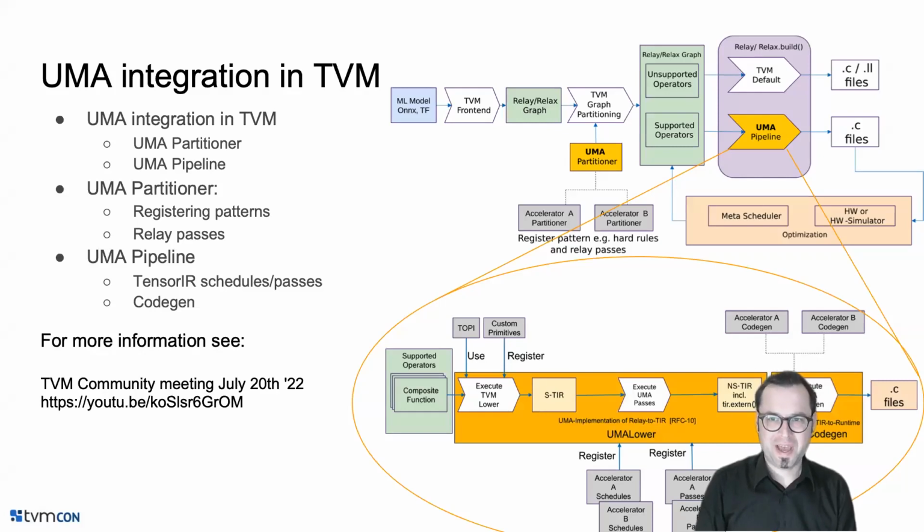And here you can see how UMA is integrated into TVM. It consists of two major parts, the UMA partitioner and the UMA pipeline. Those two parts provide all the amazing functionality that TVM has in a condensed API tailored to accelerator integration, from Relay pattern matching to TensorIR to CodeGen and many more. In the scope of this lightning talk, unfortunately, I can only give you a tiny part of the big picture. If you're interested in more, have a look at the recording from the community meeting from July 20.